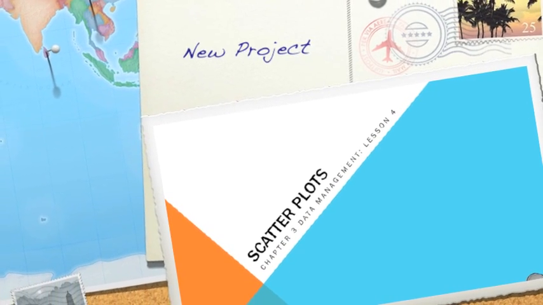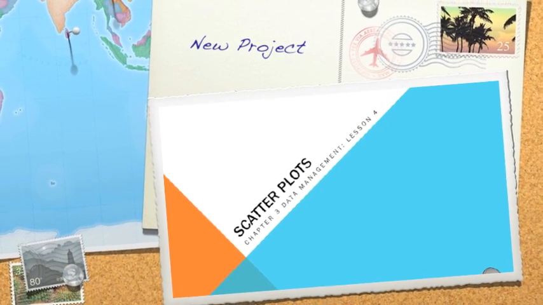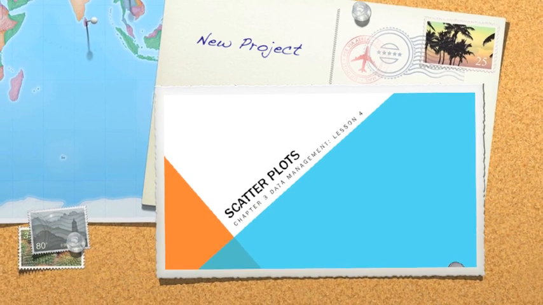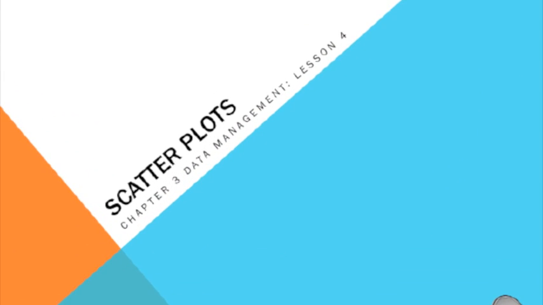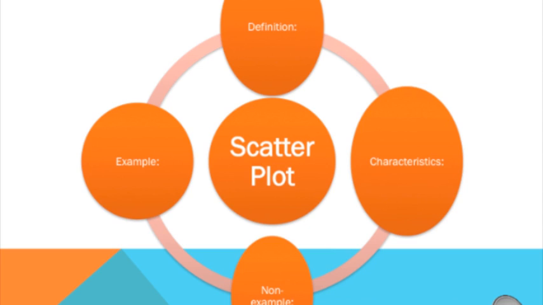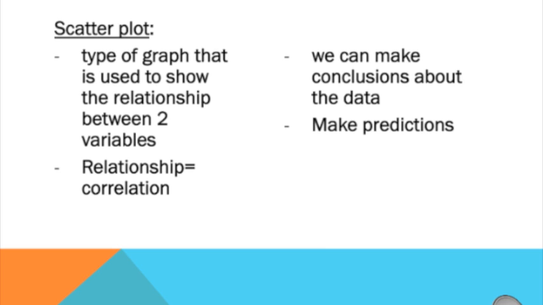Okay, the next lesson for Chapter 3 Data Management is on scatter plots. We are going to look at scatter plots in 4 different ways. We are first going to look at the definition of a scatter plot. What is a scatter plot? We are then going to look at some characteristics of scatter plots. And finally, we will look at some examples and non-examples of scatter plots.